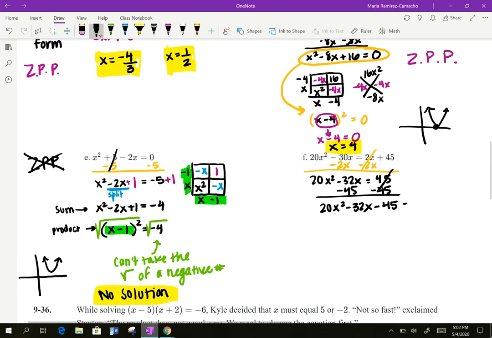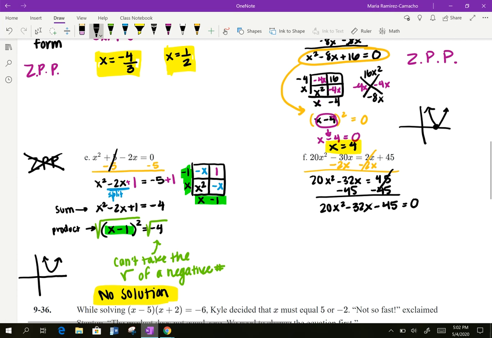Minus 45 equals 0. Usually when we have big numbers, we can factor out a common factor, but in this case, there's no common factor. So I can't do anything there. So then the question is, could I use a zero product property? Do I use the quadratic formula? I don't really want to complete the square. I think let's just use the quadratic formula.